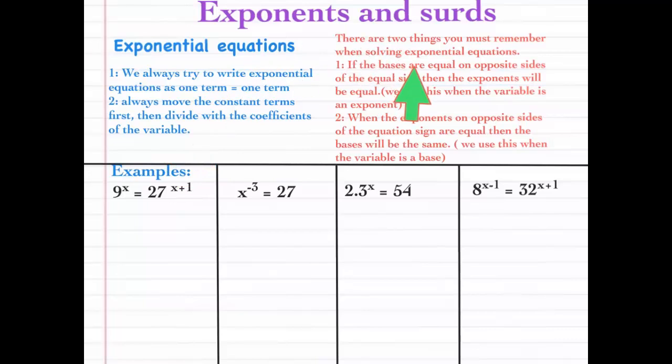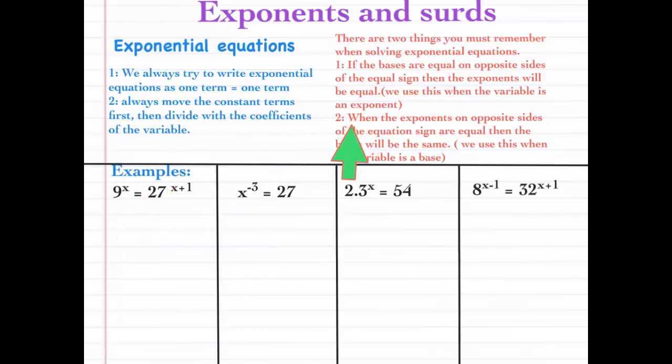But then we go over to solving it, and remember we're busy with exponential equations, so these steps are for when we have equations that have exponents in them. There are two things you must remember when solving exponential equations. If the bases are equal on opposite sides of the equal sign, then the exponents will be equal. We use this when the variable is an exponent. So if the x is an exponent, then what we're trying to do is make the bases into the same number. If the bases are the same number, we can just equate the exponents.